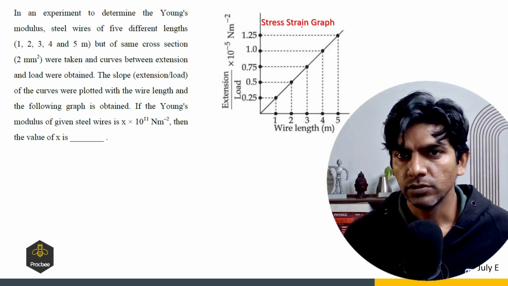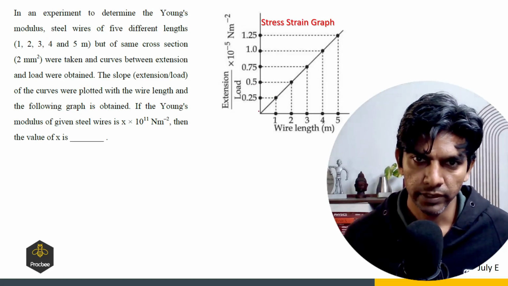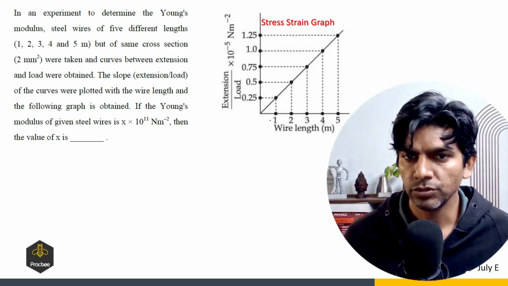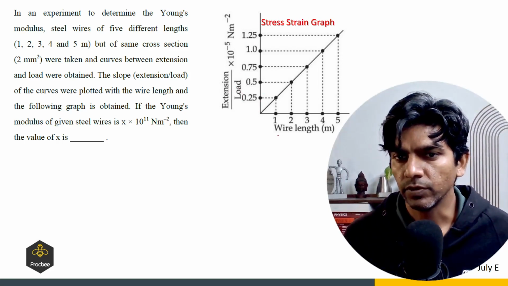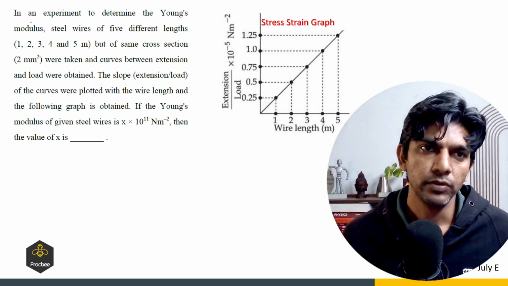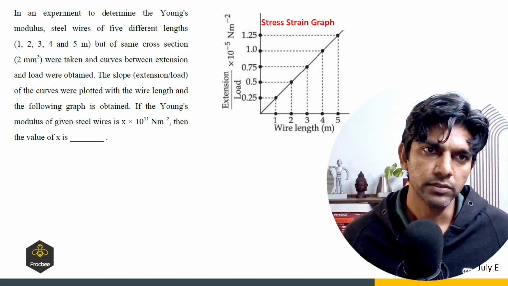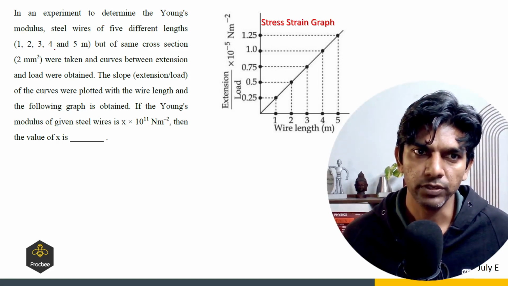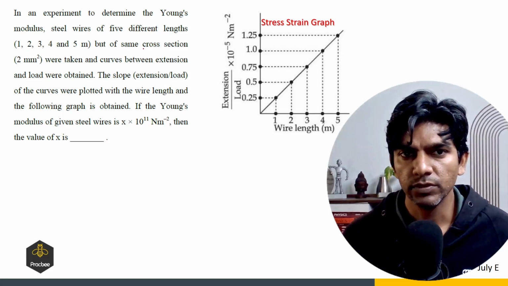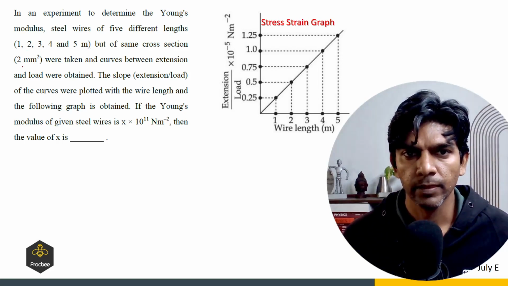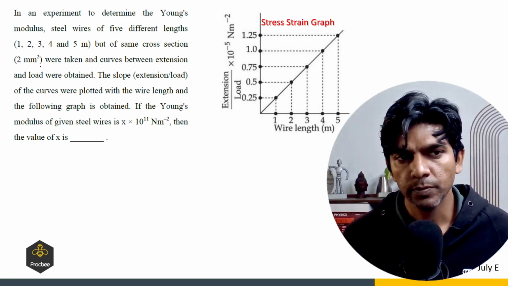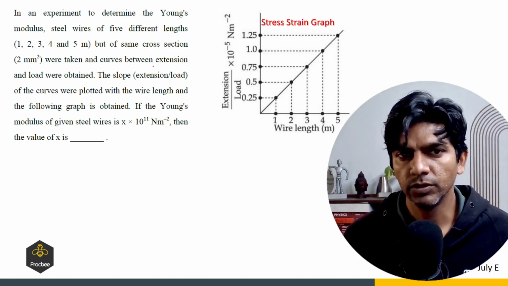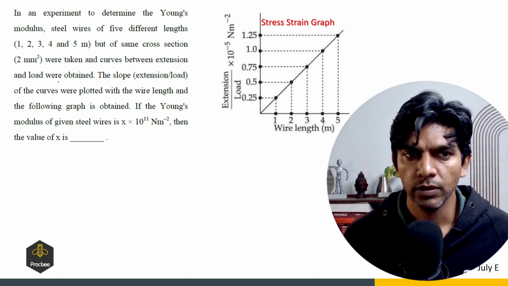Another question based on stress strain graph. So here on the y-axis we have given extension and load ratio, and on the x-axis we have given length of the wire. So in an experiment to determine the Young's modulus, steel wire of 5 different lengths, 1, 2, 3, 4 and 5 meters, but of the same cross-sectional area, 2 into 10 raised to power minus 2 millimeter square, were taken, and curve between extension and load were obtained.